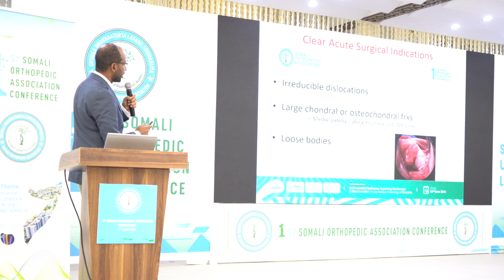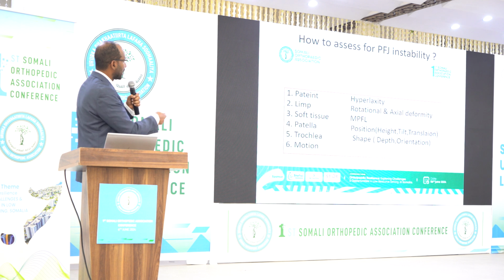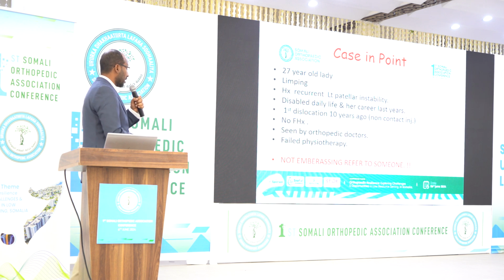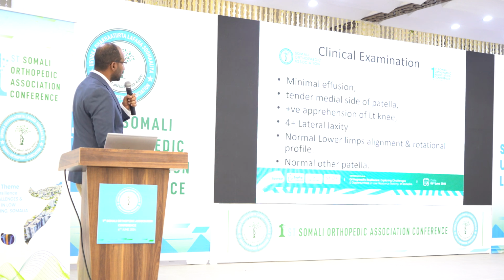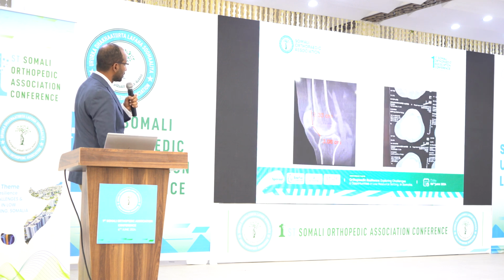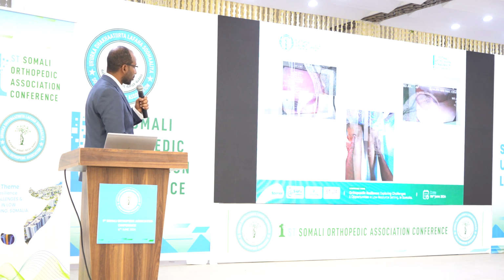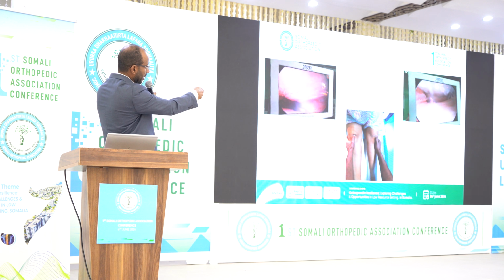There are some clear acute surgical indications. There is a schematic for the treatment of patellofemoral joint instability. This is how to assess the patient, the limbs, and the soft tissues. This is the MRI finding on axial for the MPFL. And this is one of the cases done in Sudan. Unfortunately, I couldn't gather cases here in Somalia. This is the history, and this shows the imaging. This is the Caton-Deschamps, and this is the tibial tuberosity-trochlear groove distance. This is the trochlear groove, this shows the dislocation, and this is the arthroscopic finding of chondromalacia of the patella. This shows how shallow the trochlea is.